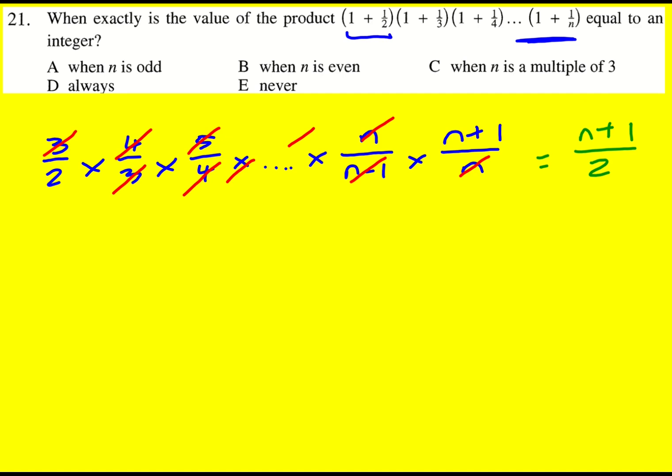So if n was an even number, then actually we'd get an odd divided by an even. It wouldn't be an integer. But if n is an odd number, we'll get an even number at the top, which is divisible by 2. So it's not going to always be true, okay? Because if n is even, it's not going to happen. But it's sometimes going to be true, and it's going to be when n is odd.